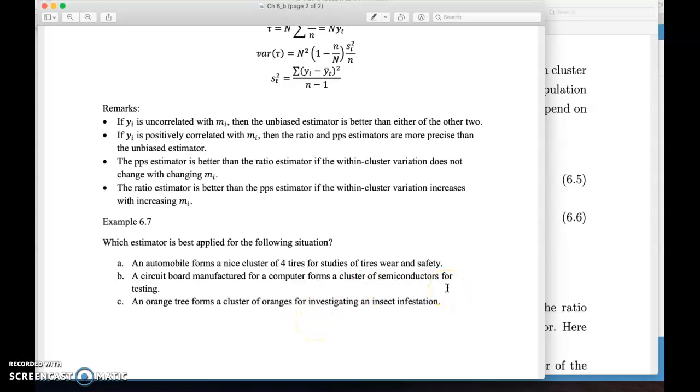So in other words, for the case of A, we can use an unbiased estimator because mi is constant. For situation B, I would say the PPS would be more appropriate if we see the within cluster variation does not change. And for situation C, we say a ratio estimator would be more appropriate because we see larger variations of the yi that vary with the cluster size. Okay.